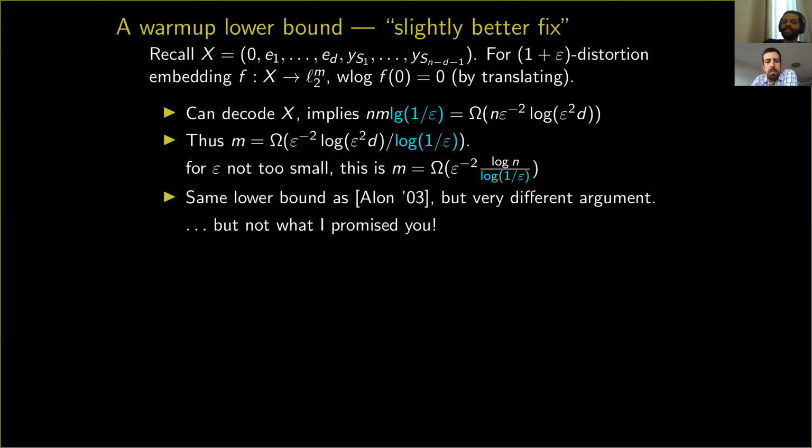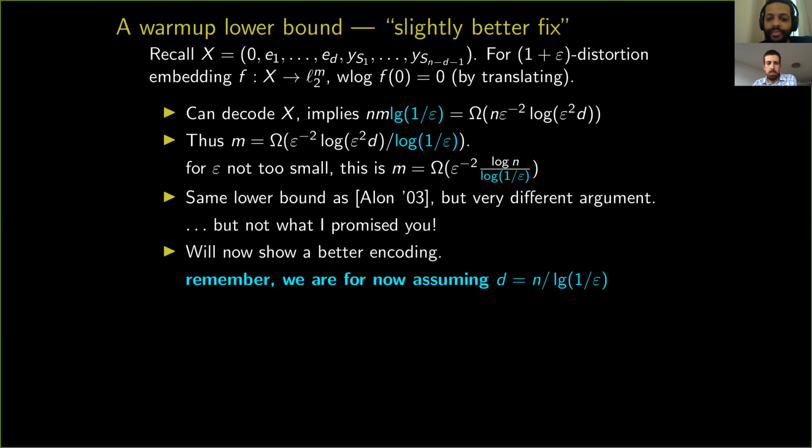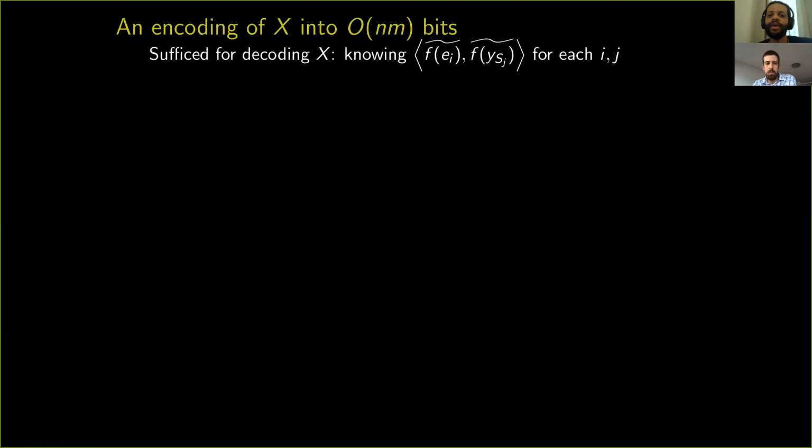That's not what I promised you though, because this still has the extra log 1 over epsilon. So let me now, in my last couple minutes, show you how to remove that. In order to decode, we just needed to know all the dot products between standard basis vectors and the YS's. In fact, it's enough to know those dot products between the embedded versions. And in fact, it's enough to know those dot products between the L2 net roundings of those embedded versions. So the tilde is the rounding in an L2 net.